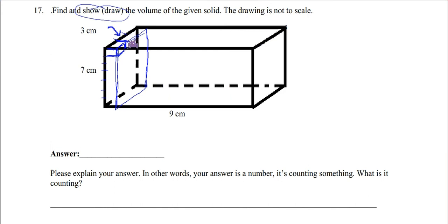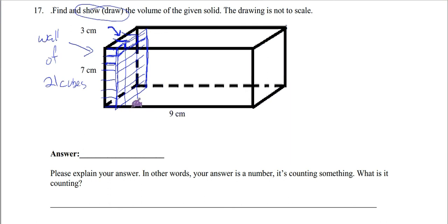How many of those cubes are there? Well, I can fit 3 of them here, and I can fit another row of 3 right there, another row of 3, another row of 3, another row of 3, another row of 3, another row of 3, 7 rows of 3, right? 1, 2, 3, 4, 5, 6, 7 rows of 1, 2, 3 cubes. How many cubes is that? That's a wall of 21 cubes.